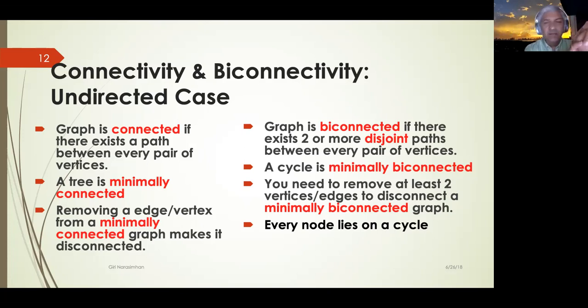Now, in a connected graph, you have to remove at least one vertex or edge in order to break it apart. In a biconnected graph, you have to remove at least two vertices or edges in order to disconnect, in order to break up the graph. And that's the way these definitions compare with each other. So these are the two concepts that we are going to explore a little bit more and see how it's useful and what we can do with it.